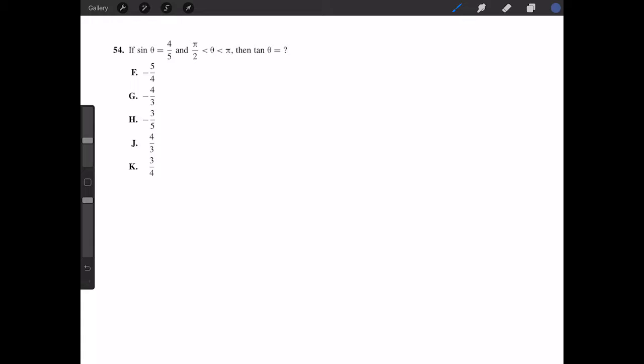Sine of theta is 4/5, and pi halves is less than theta, which is less than pi. Then what's the tangent of theta equal to? Well, remember, sine of theta is defined as the opposite side divided by the hypotenuse. Now, in this case, we don't know the angle, but we know that the sine of this angle is 4/5. Now, be careful here.